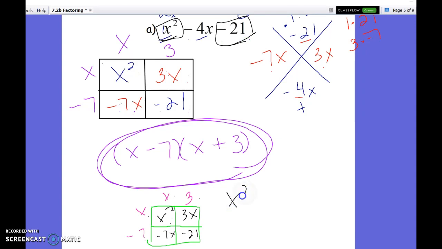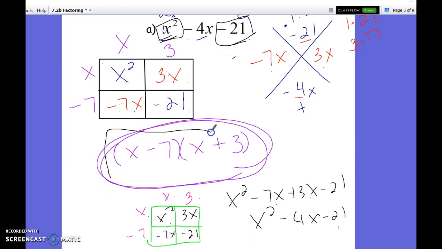Well, I'm going to take this and write it out. So x squared minus 7x plus 3x minus 21. Remember, we need to combine those two like terms. So we'll end up with x squared minus 4x minus 21. And what do you know? That's the same as our original problem. So that's how we know for sure that we factored our problem correctly.